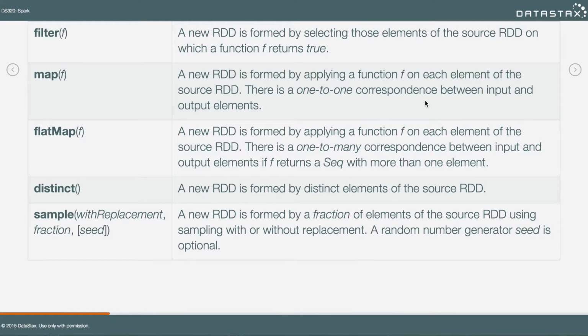Sample is kind of cool. This is nice if you have really big data and you need a statistical sample. You can indicate what fraction of the source RDD you'd like to see, and even provide a seed if you want that sampling to look differently. You can seed that with the time or some other nonce that you've got lying around.